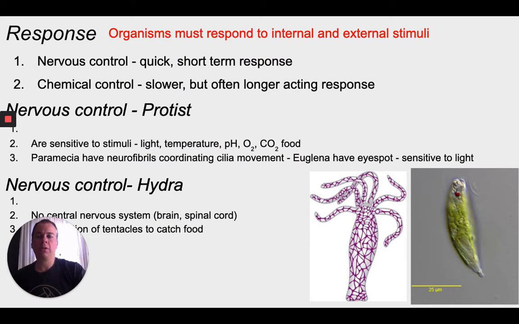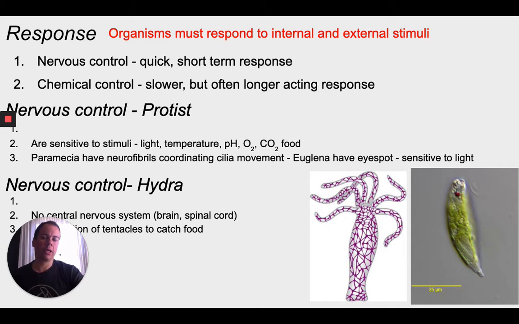And so typically there's two forms of response that different types of organisms undergo. Nervous control, which is usually a quicker response time, a shorter acting response to a stimulus, or there's also chemical control, which we talked about as we discussed the endocrine system of hormones. And chemical control is often slower, but can be longer acting than nervous control.